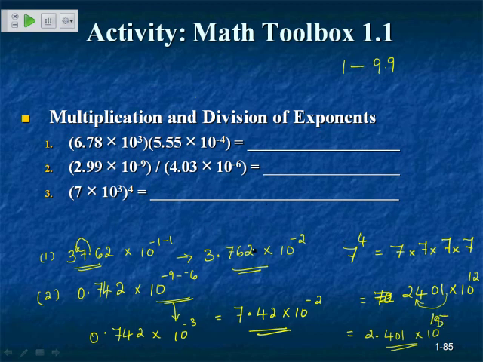Let's correct all this. Here we moved to the left, so we should have added 1. So 10 to the power negative 1, plus 1 means 10 to the power 0. Here we have moved 1 place to the right, so we should have subtracted 1, so we should have got 10 to the power negative 4. Now we are good. Did everyone make the corrections?